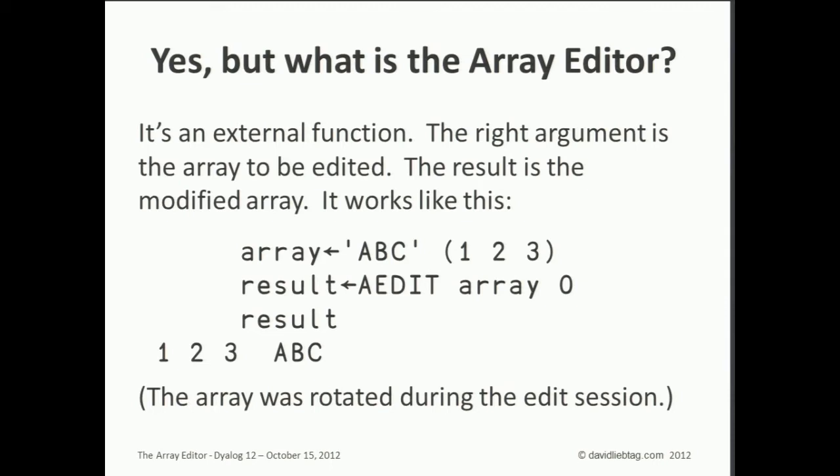Now, I've got to say this foil has a sort of a mistake in it. The 0 on the end of this line shouldn't be there because I'm using a cover function. So ignore that 0. But the long and the short of it is you build an array, you call the array editor, pass it as a right argument, you do whatever you want in the editor, and the result that comes back is the modified array.